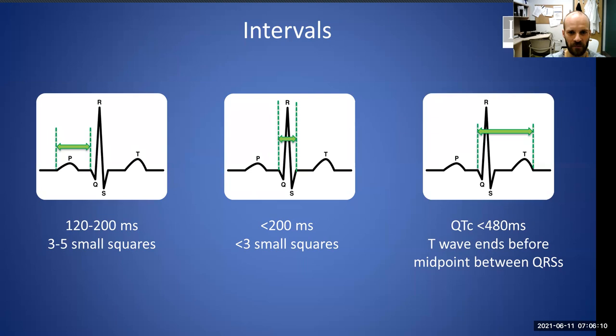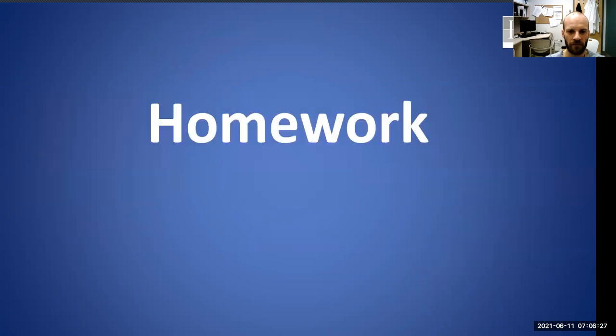Now we've worked out how to measure rate, axis, intervals and regularity. We're now going to put those into context, and we're going to start looking at what's a normal heart rhythm and some common abnormalities of the heart rhythm, using those things that we've learned to measure. So let's go through the homework first.